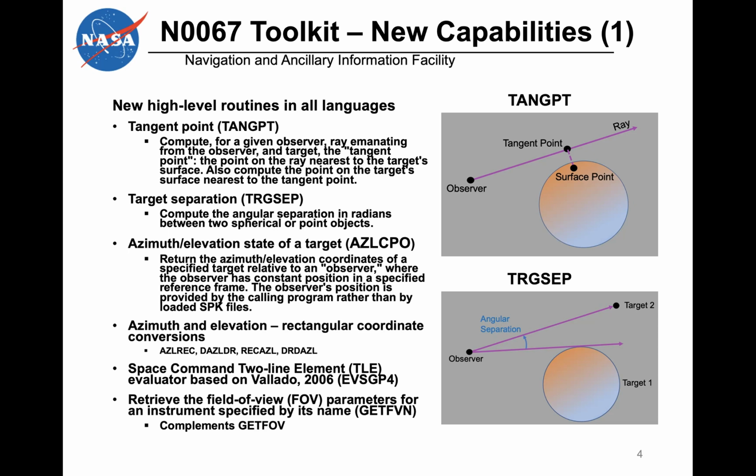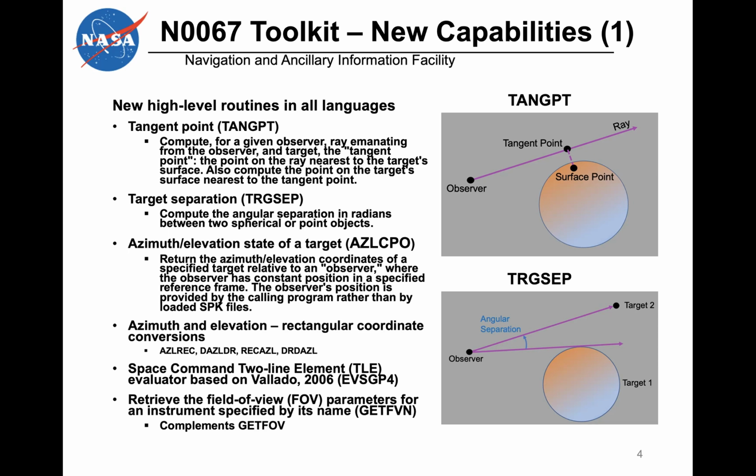There was an equivalent API for rectangular coordinates in older versions of the toolkit. Next, there's a number of new APIs that provide azimuth and elevation to rectangular coordinate conversions, which are listed below. And there's also a Space Command two-line element evaluator based on Vallado 2006. It's called EVSGP4. This functionality was already available before in the toolkit, but this API provides a high-level interface to this capability.